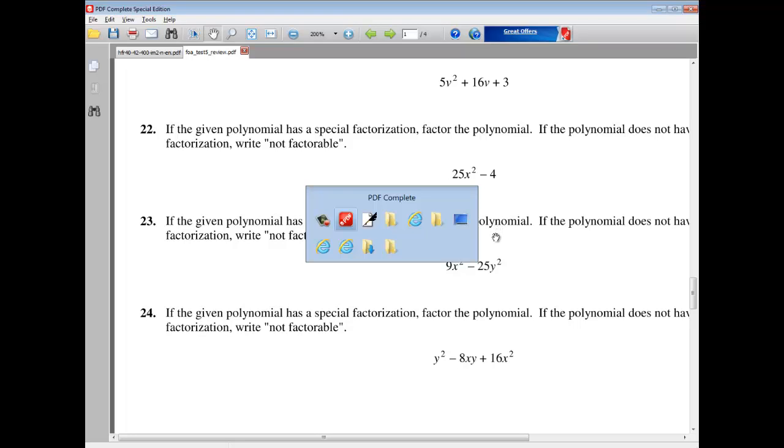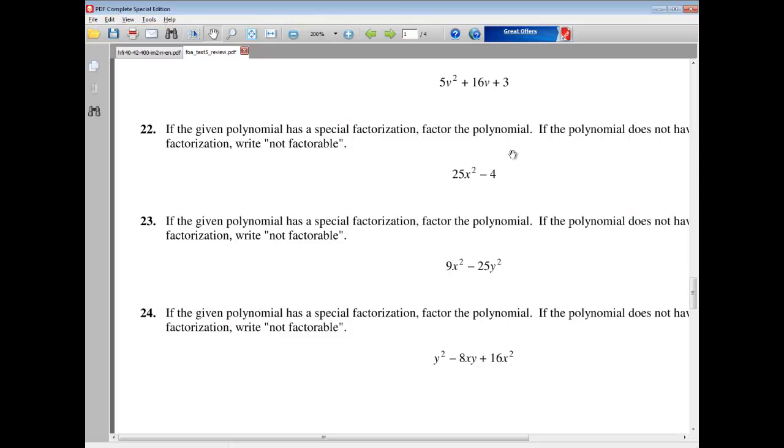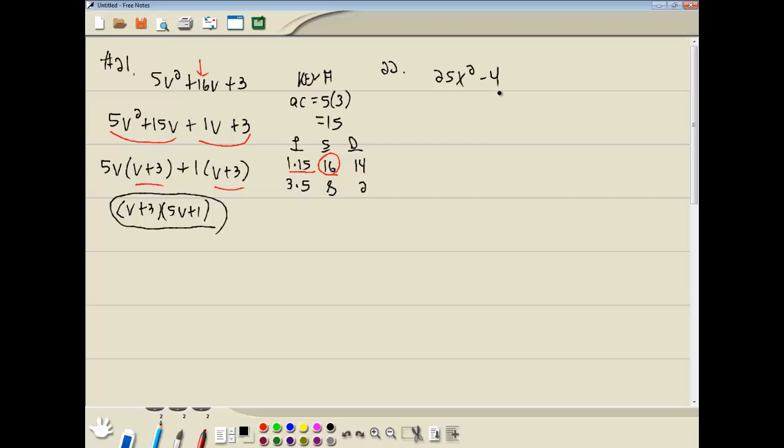Okay, we got 25x squared minus 4. Okay, first method, GCF. There isn't any. Grouping, 4 or more terms. That doesn't fit. PST and key number are both 3 terms. That doesn't fit. DOTS, 2 terms with a minus between. That fits. So let's try that.